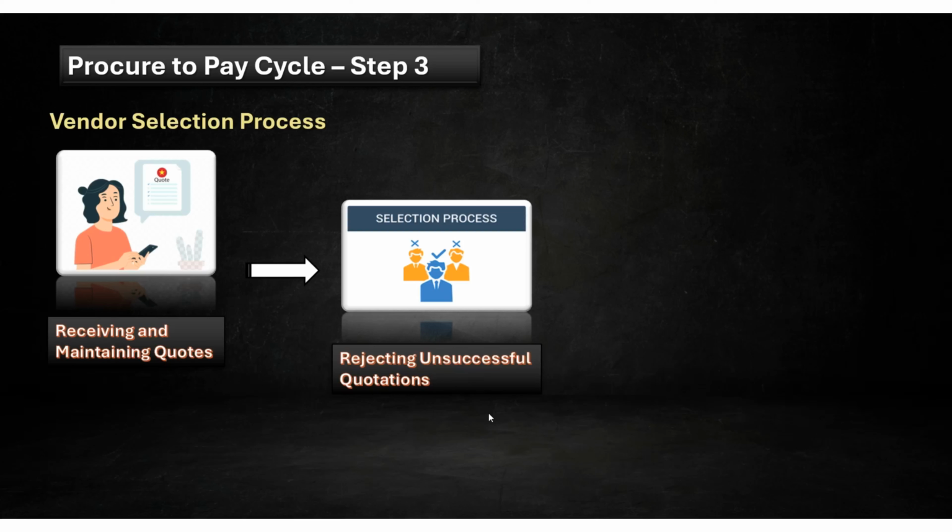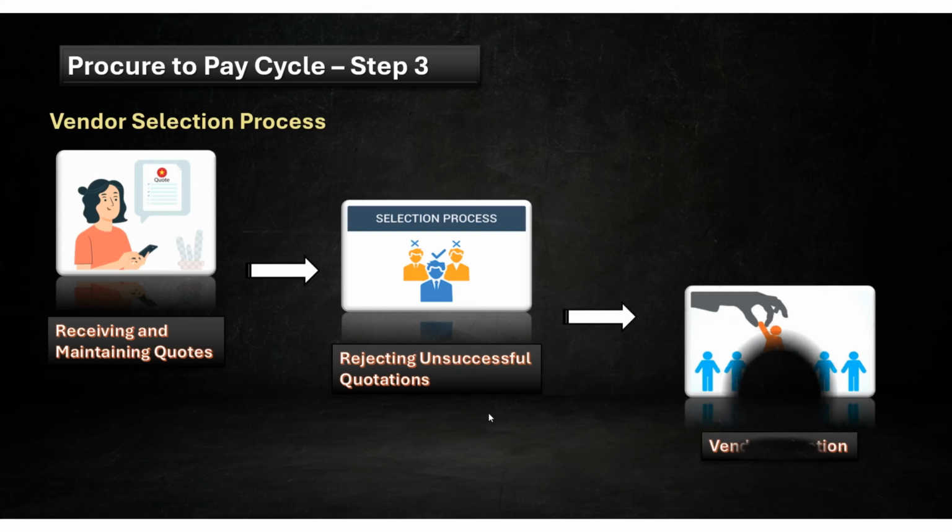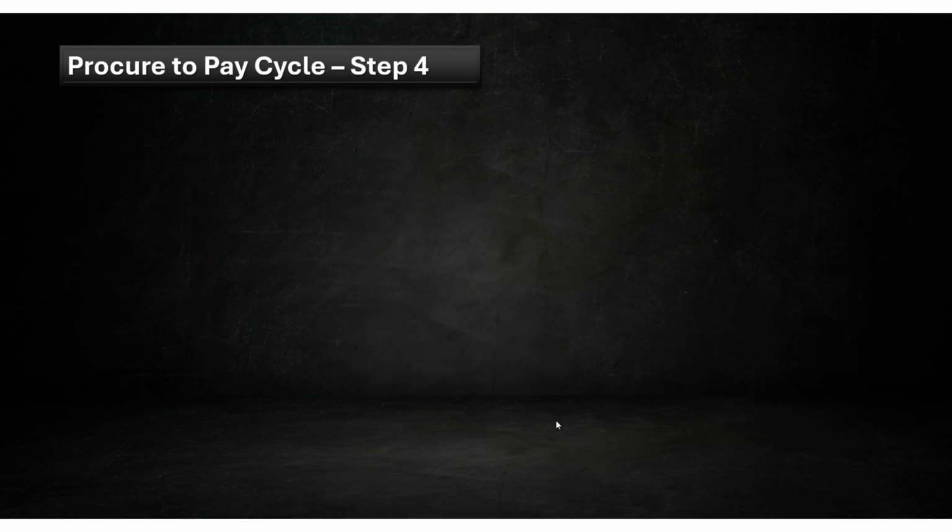Okay. Now finally we have the vendor selection. So based on our example, we have selected Steelco as our vendor. The next we have purchase order creation.